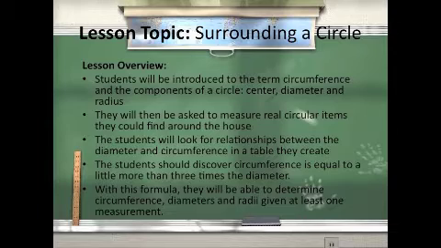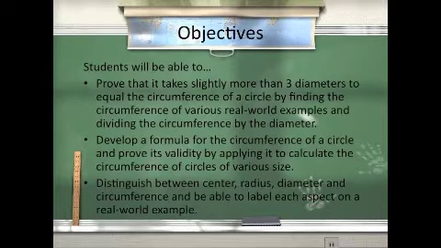The students will use this information to create a formula for finding the circumference of a circle if they know the diameter. Objectives. Students will be able to prove that it takes slightly more than 3 diameters to equal the circumference of a circle. They will develop a formula and use it to calculate the circumference of circles of various sizes. And students will label the center, radius, and diameter on a real-world example.